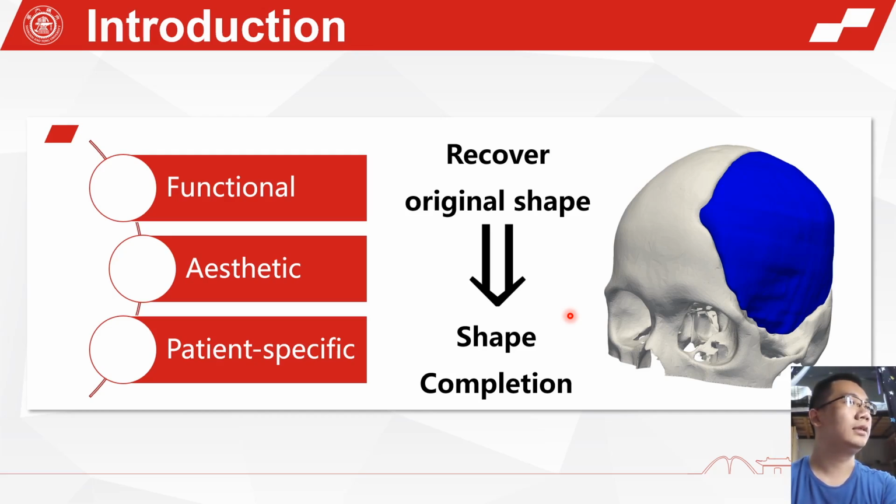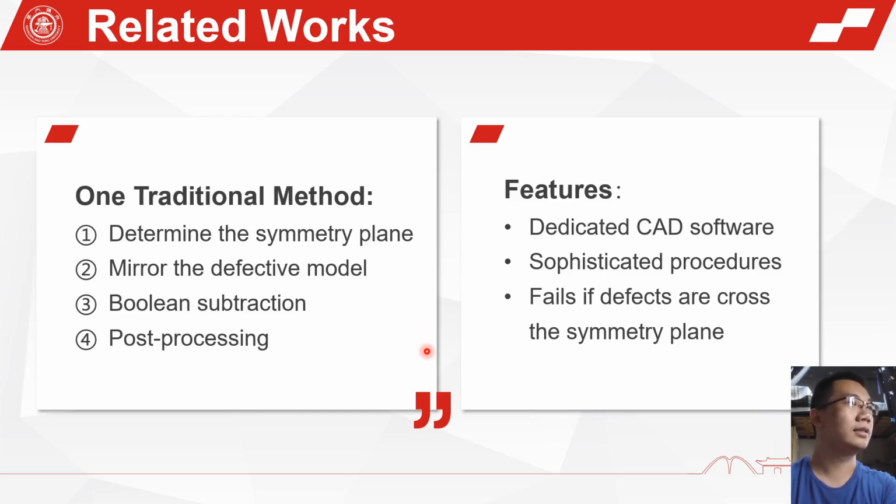In practice, in order to recover the function of the damaged bone tissue and consider aesthetic factors at the same time, the cranial implants must be patient-specific, and the easiest way to meet these requirements is to make the shape of cranial implants as similar as possible to the original undamaged shape. Thus, the task of cranial implant design can be reduced to a shape completion task.